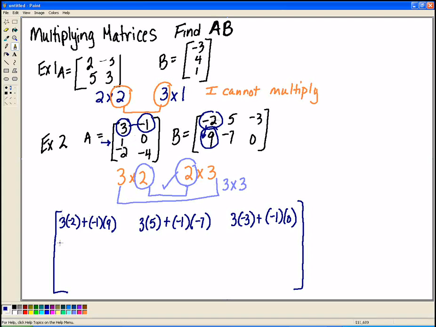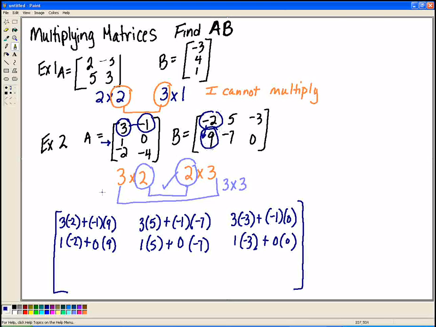Now I'm going to jump down to my second row and repeat the process. 1 times -2, so I've got 1 times -2 plus 0 times 9. All right? And then I move on to the next column of B. 1 times 5 plus 0 times -7. And now I do the last column. 1 times -3 plus 0 times 0.